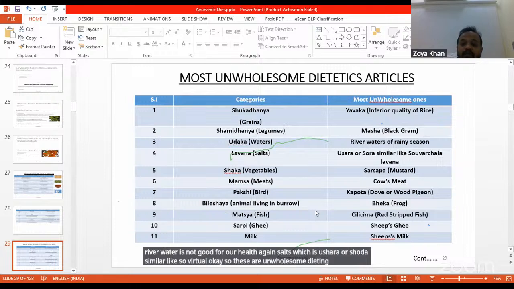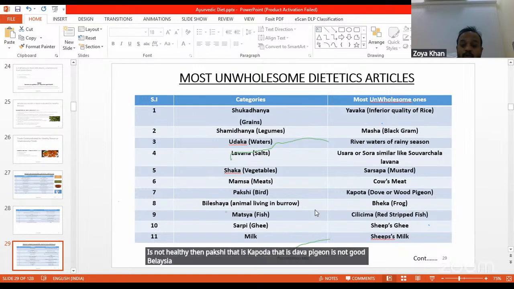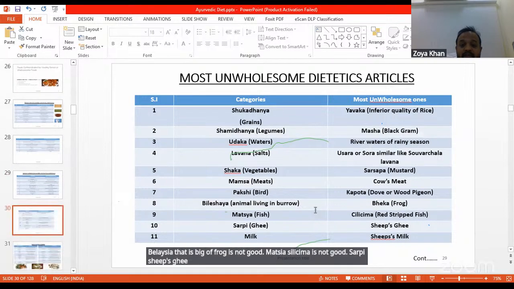Again, vegetable: mustard is not good. Mamsa: cow's meat is not healthy. Then pakshi, that is kapota, dove or pigeon, is not good. Bileshaya, that is big frog, is not good. Matsya, Silicima, again is not good. Sarpi, sheep's ghee, and milk, sheep's milk.